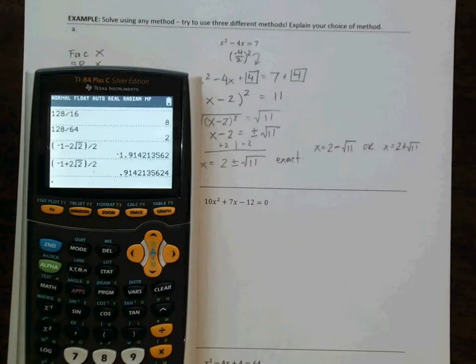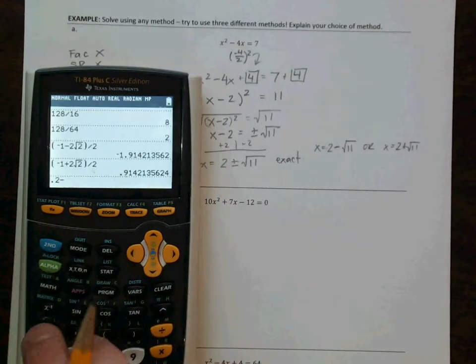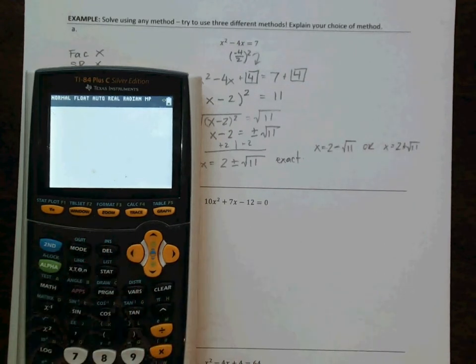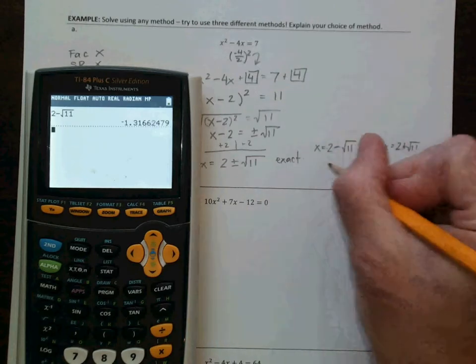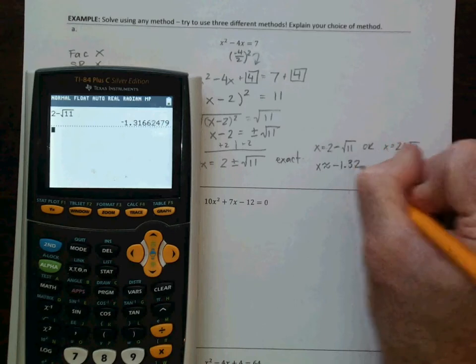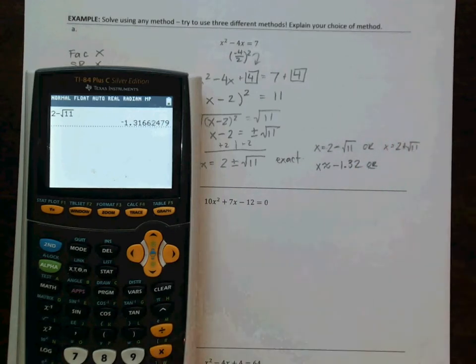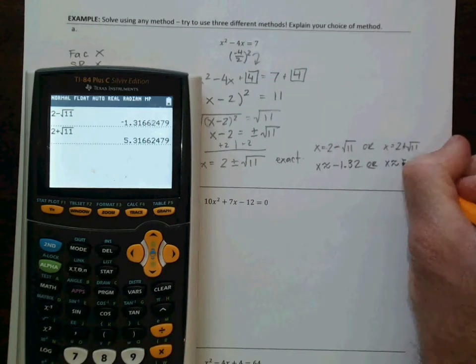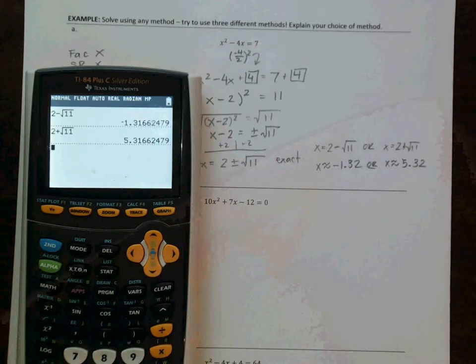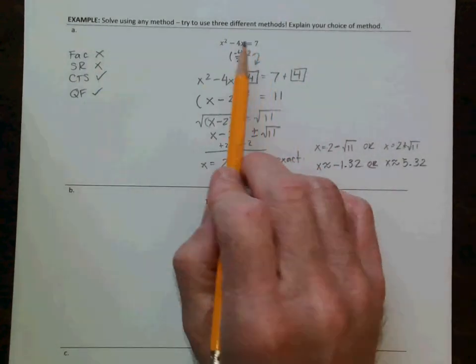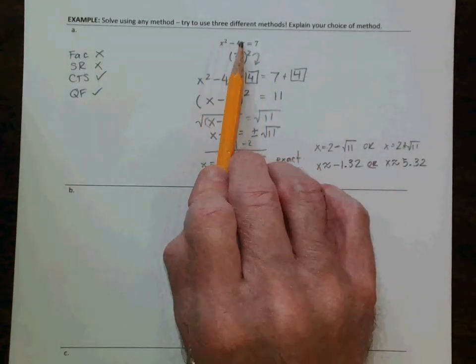So 2 minus the square root of 11 is x approximately negative 1.32, or 2 plus the square root of 11, x is approximately 5.32. So I chose this one with completing the square because a was 1 and b was even.